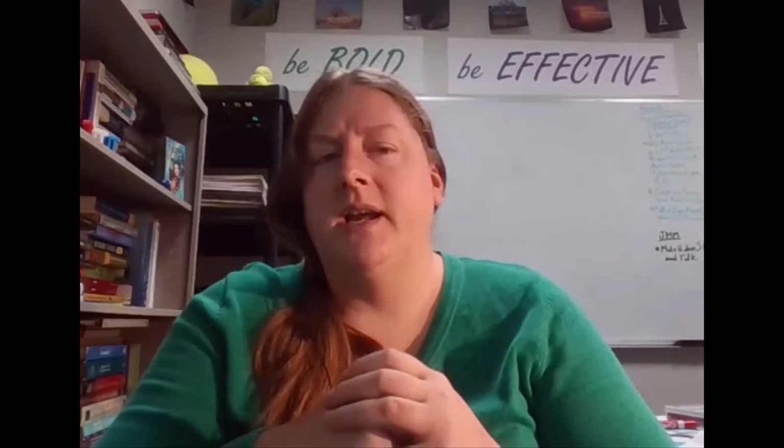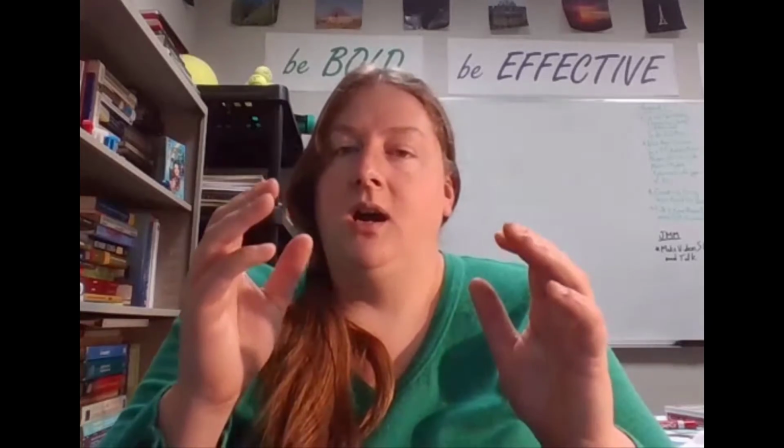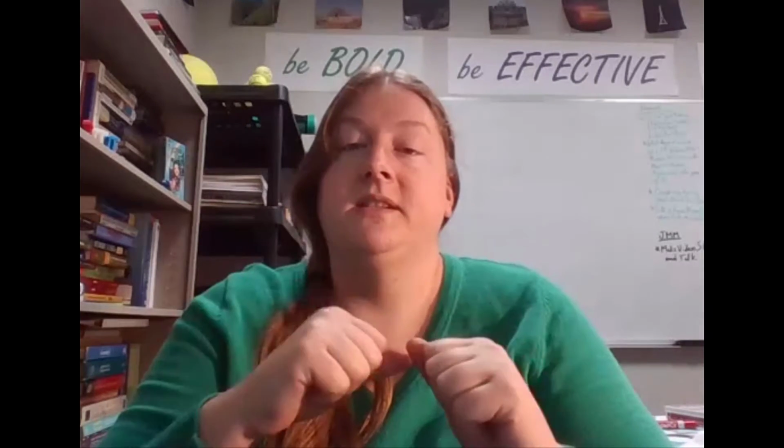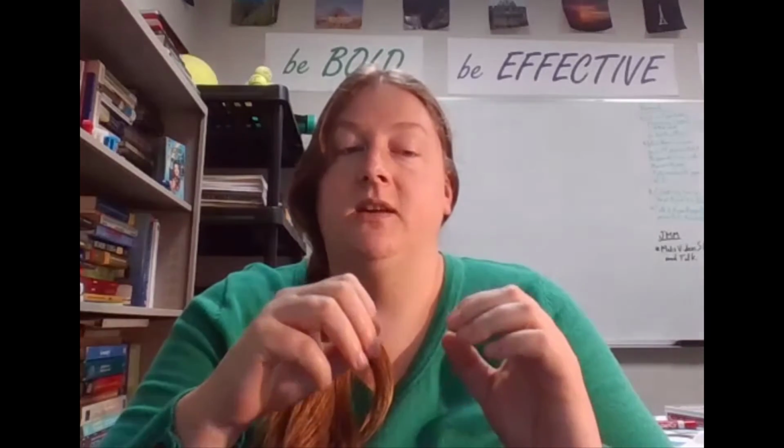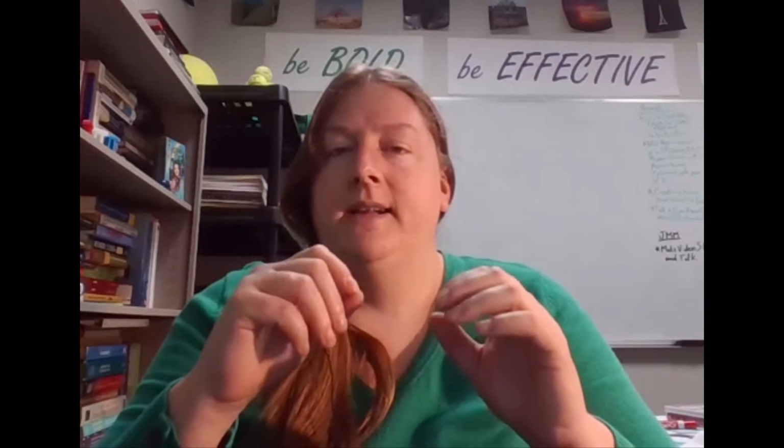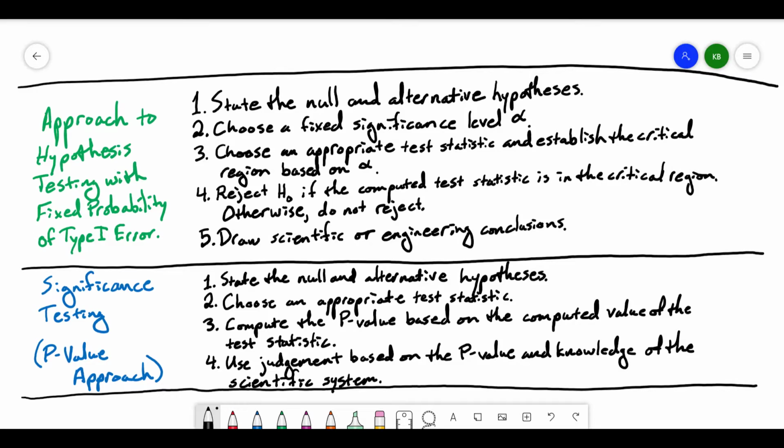So let's take a look at what the difference is between our approach to hypothesis testing when we have a fixed significance level or fixed alpha value and the p-value approach. So when using the classical approach, the approach to hypothesis testing with fixed probability of type 1 error, you're going to go through 5 steps. The first one is you're going to state the null and alternative hypotheses. The second one is you're going to choose a fixed significance level for alpha. So you're going to choose that value. Again, 0.05 and 0.01 are very common values to be chosen.